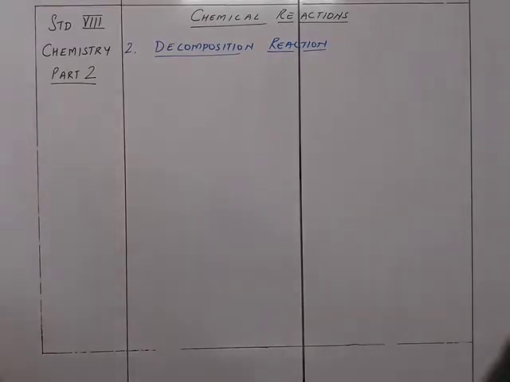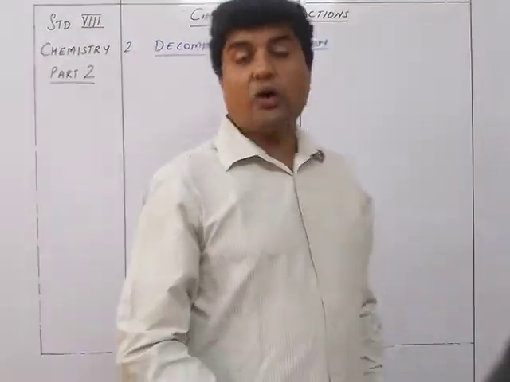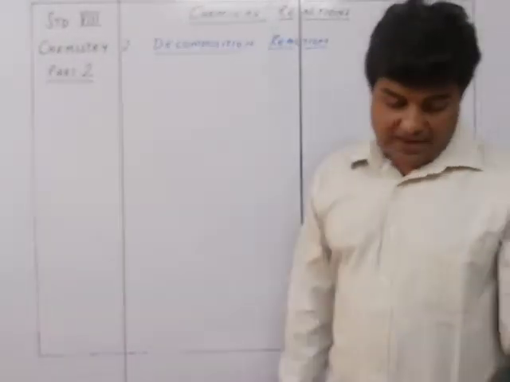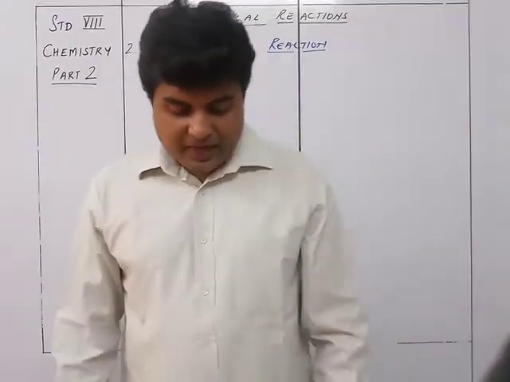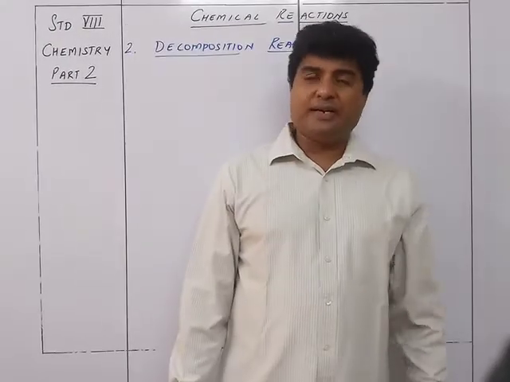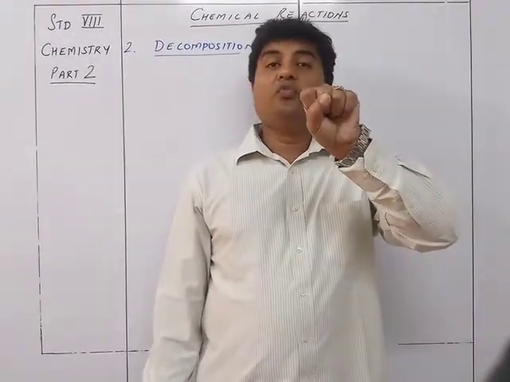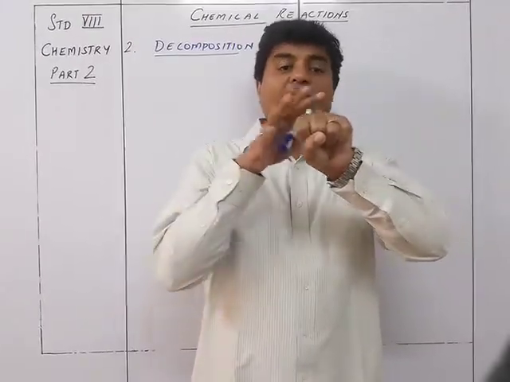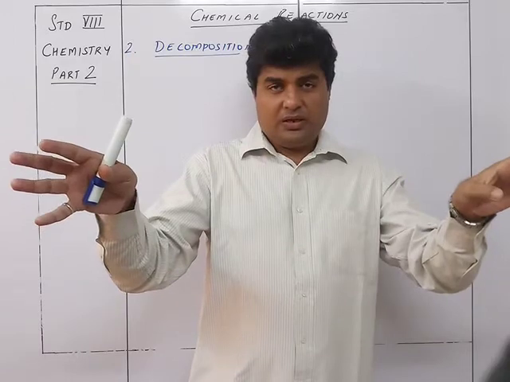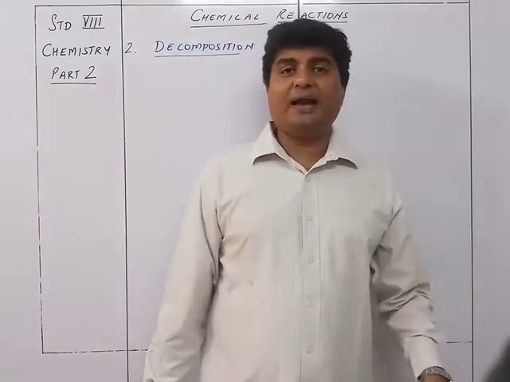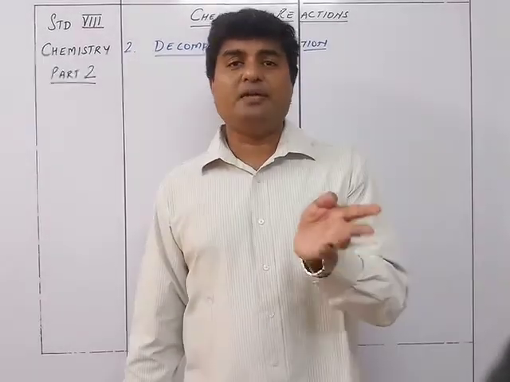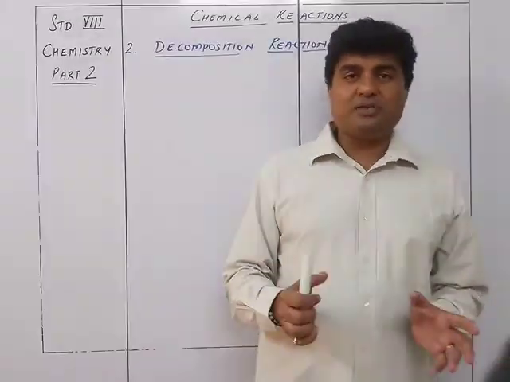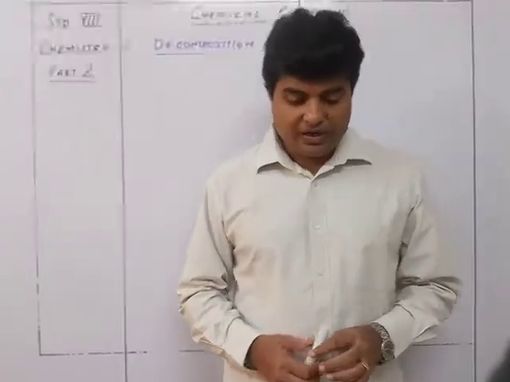So we continue with the chemical reactions, and we are on the second type of chemical reaction, that is decomposition reaction. So decomposition reaction is the one in which there is one compound which, due to heat or electricity or any other form, is going to split into its constituent parts and give rise to two separate elements or compounds. When this happens, it is called a decomposition reaction.